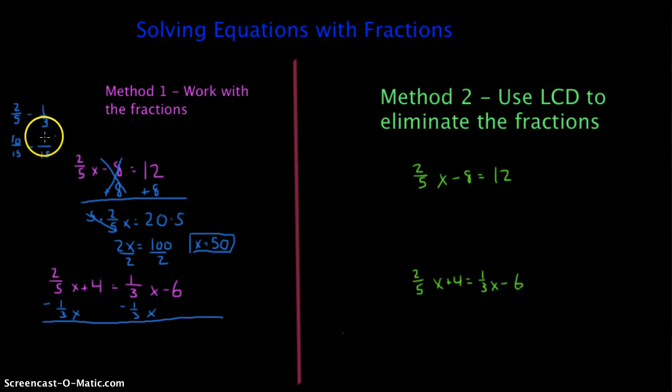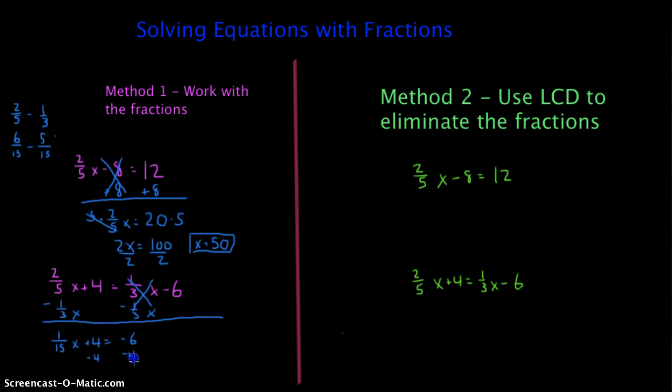1/3 is, I'm sorry, that's a mistake. 2/5, 5 times 3 is 15. 2 times 3 is 6. 3 times 5 is 15. 1 times 5 is 5. So when I subtract these, I'm going to be left here. I'm going to have 1/15 of x plus 4 equals, all right, these are gone, equals -6. Okay, so now I'm going to subtract 4.